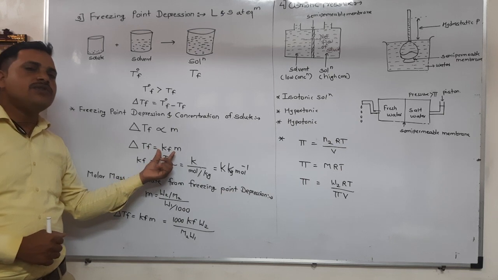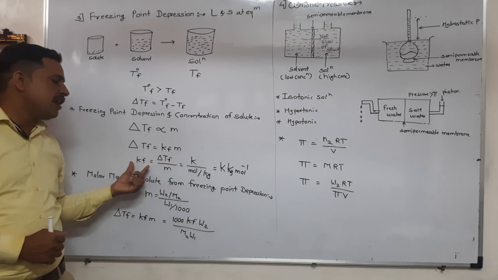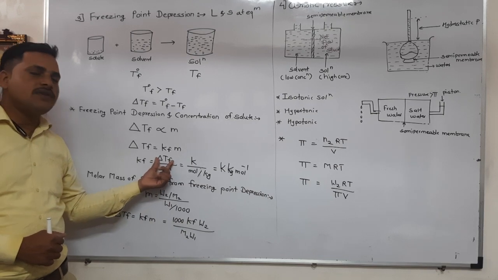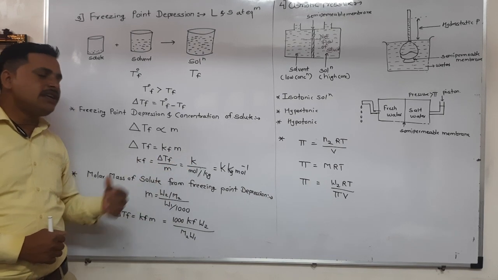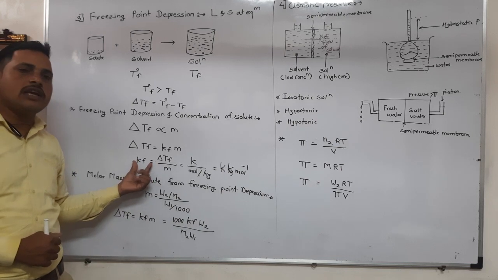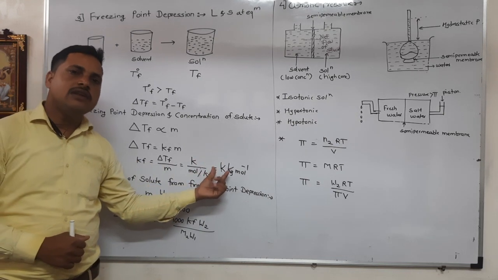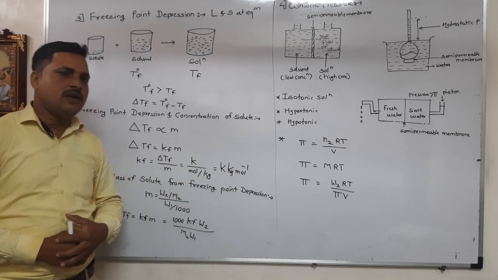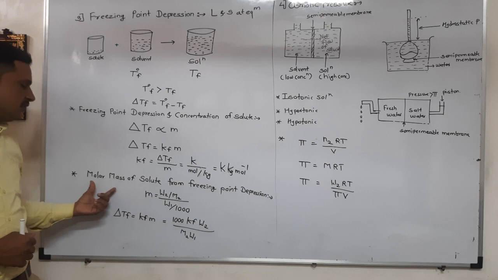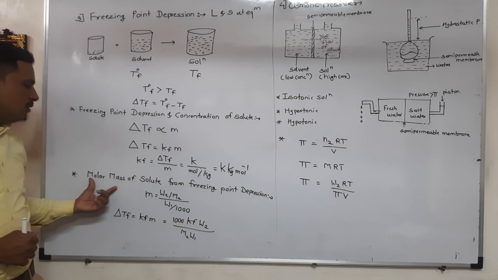To find the unit of Kf, the equation can be rearranged as Kf equals delta Tf upon m. Delta Tf has the unit Kelvin, molality has the unit mole per kg, which means the overall unit for Kf is Kelvin kilogram per mole.